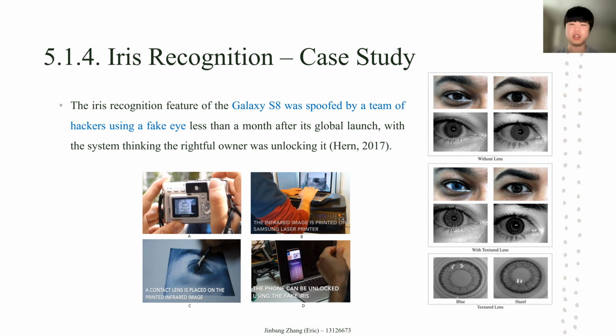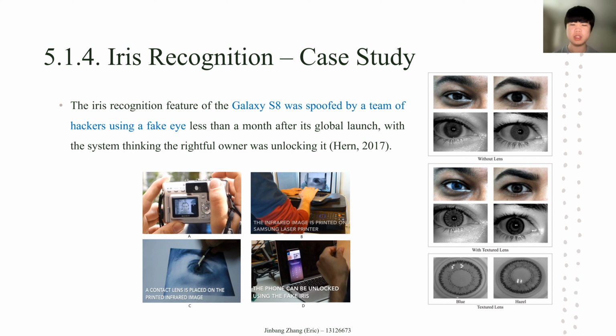A team of hackers used fake eyes to spoof the Galaxy S8 iris recognition system, even less than a month after its global launch. The iris photo was taken with a digital camera in infrared mode, and then printed and used with contact lenses to spoof the sensor. The process is shown on the slide.